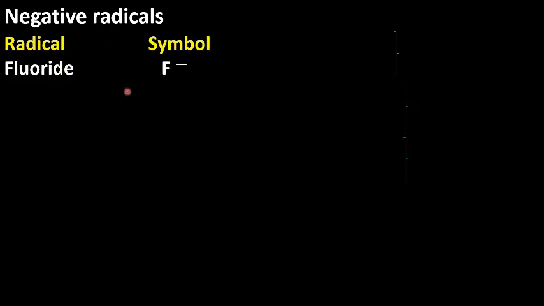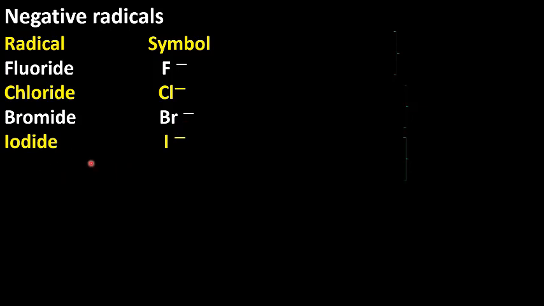Fluoride, F minus. In the case of negative radicals, the name of the ion ends with IDE if the charge is 1 unit of negative charge. Chloride, Cl minus. Bromide, Br minus. Iodide, I minus. All these radicals have only one element. Therefore, if the negative radical has only one element, the name ends with the suffix IDE.